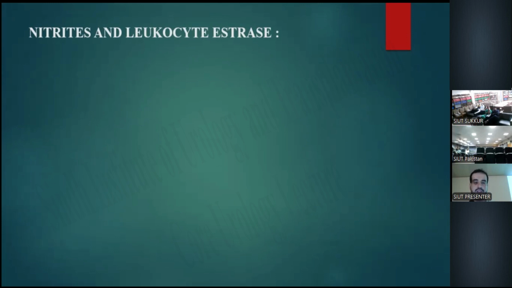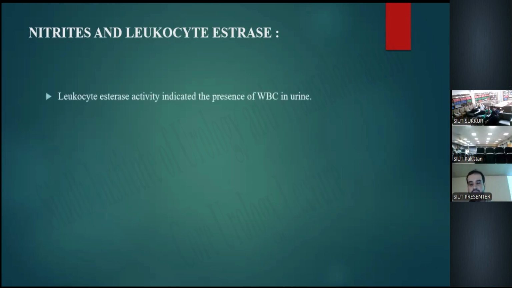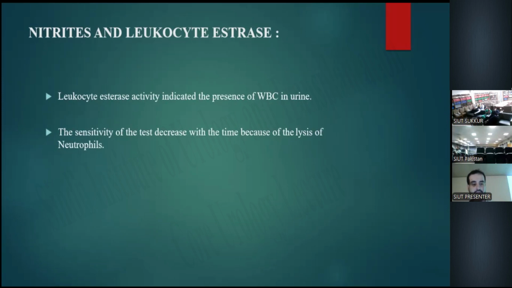Nitrites and leukocytes assays. Is anyone familiar with these two? Nitrite, from which cell or organism is it produced, and leukocytes, where do they come from? So leukocyte esterase activity indicates the presence of WBCs, especially neutrophils, and its presence in the urine decreases with time because of the lysis of the neutrophils. So its presence indicates WBCs, neutrophils, in the urine.